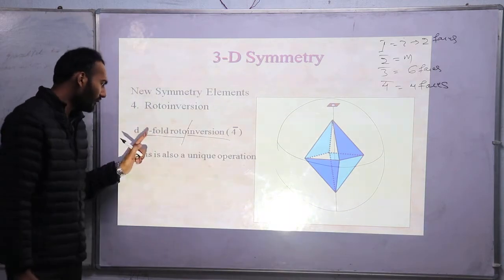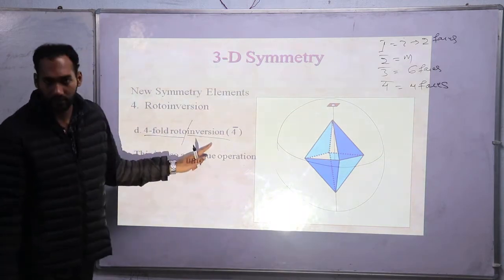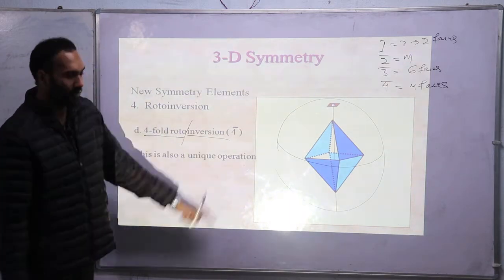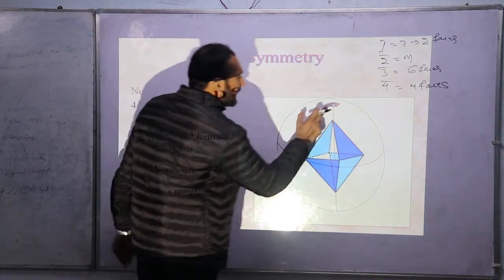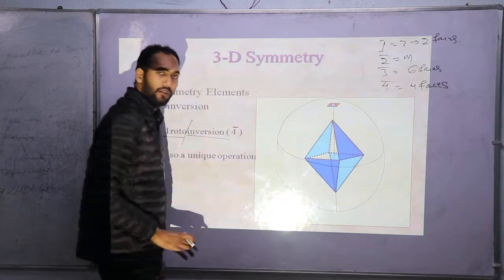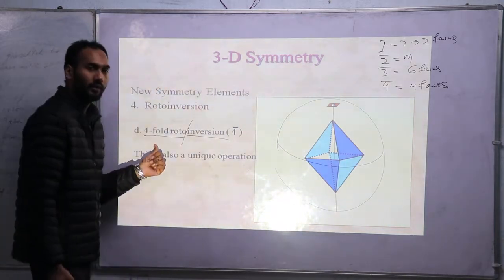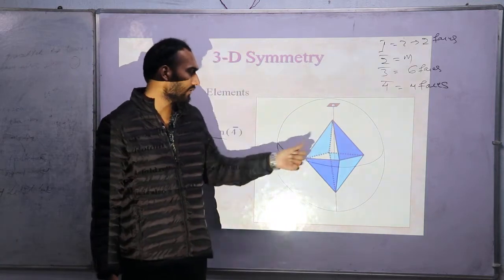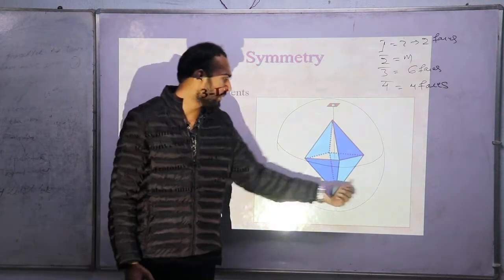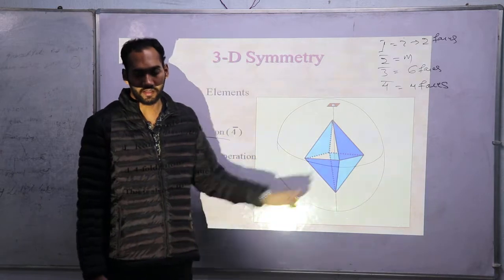But while considering fourfold rotation and inversion, that means fourfold roto-inversion, what we have seen is the axis is reduced to twofold. We have taken it fourfold, but it is reduced to twofold because in the upper hemisphere we are getting two phases, in the lower hemisphere we are getting two phases.